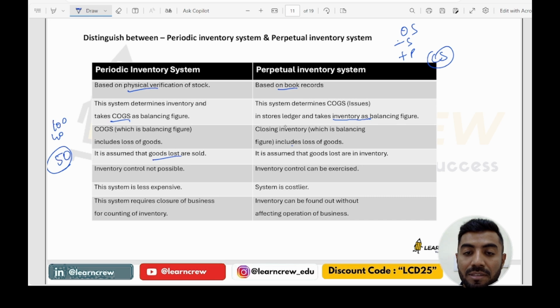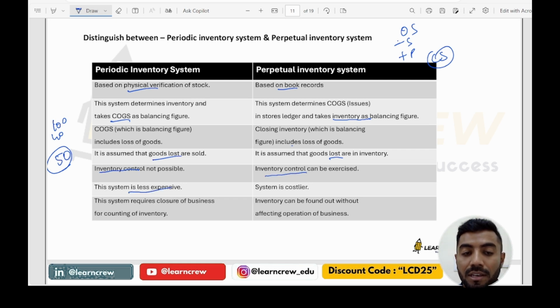But in a perpetual system, the goods lost in inventory can be identified. In the periodic method, inventory control is not at all possible. We don't know the track on a daily basis. Only at a given point of time can we count the inventory. Otherwise, we don't have any control. But here we have the control.